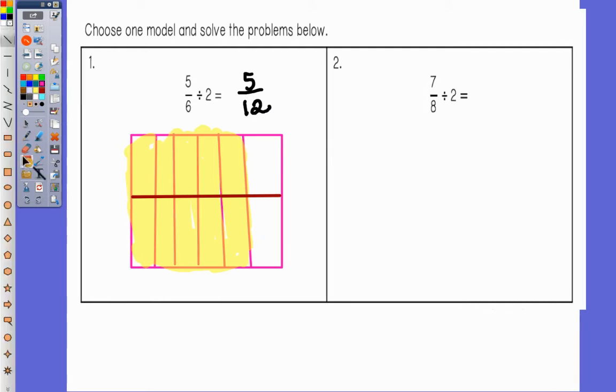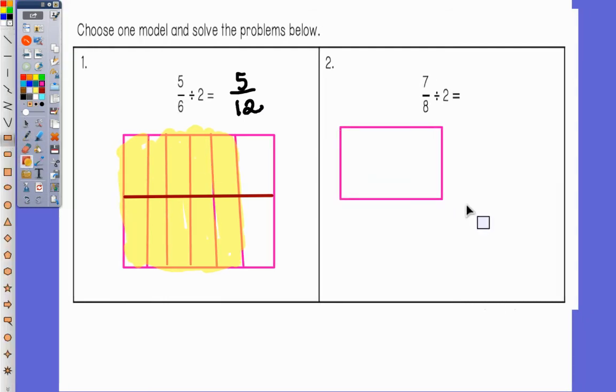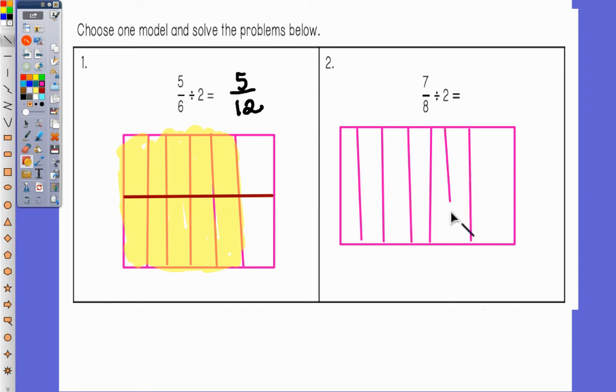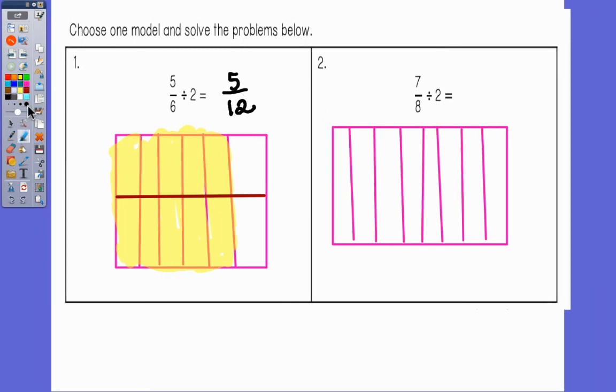Let's try this one. I'm going to use the area model again. And I'm going to divide it into eighths. So I'm going to divide it in half first and then half again, half again. There's my fourths. And then do the same thing over here. That should be eighths. 1, 2, 3, 4, 5, 6, 7, 8. Yay, I did it. We're going to color in our 7 pieces.